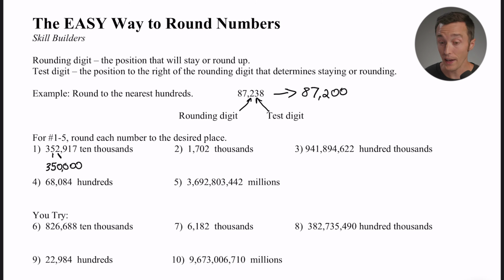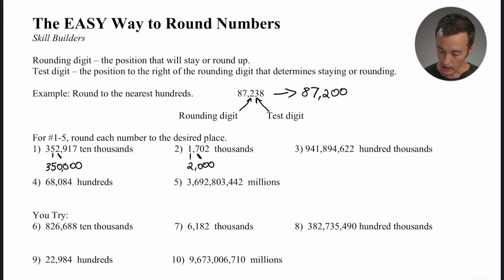Okay, let's try another one. How about number 2, 1,702, and we want to round that to the thousands place. Well, first of all, where's the thousands place? It's right there. So it's either going to be a 1 or it'll round up to a 2. And we can tell by looking at the test digit, which in this example is a 7. So a 7 tells us to round up. So we're going to need to round that 1 up to a 2. So instead of 1,000, it's going to be 2,000, and then you get zeros after that.